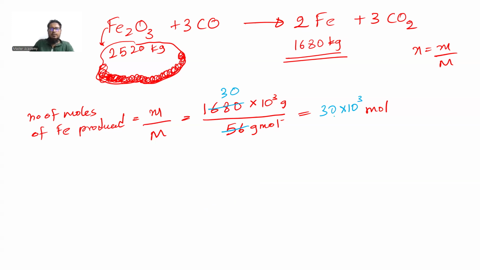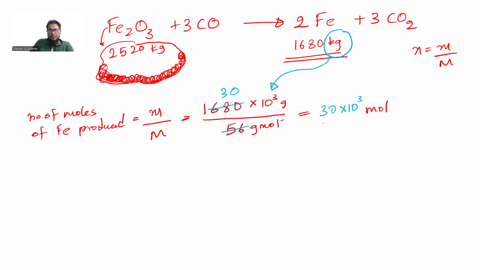I'm just writing it as 30 into 10 to the power 3. Clear, right? How did 10 to the power 3 come? Without writing kilogram, when converting to gram, I multiplied by 1000.